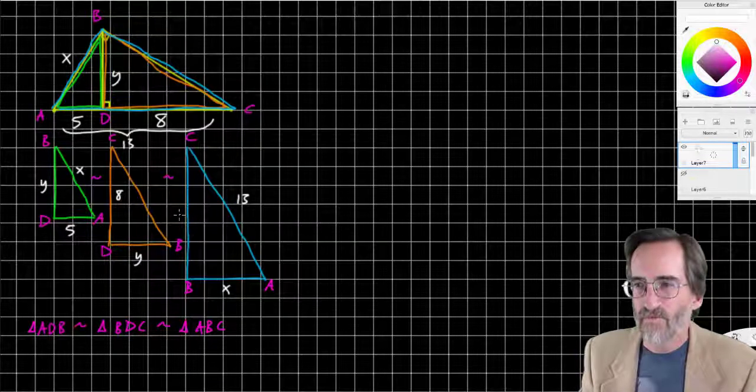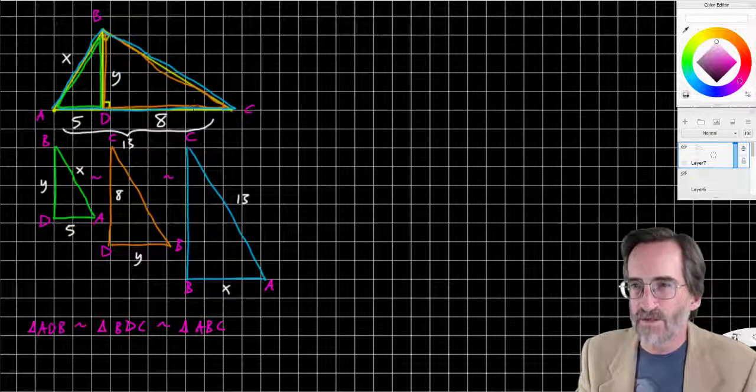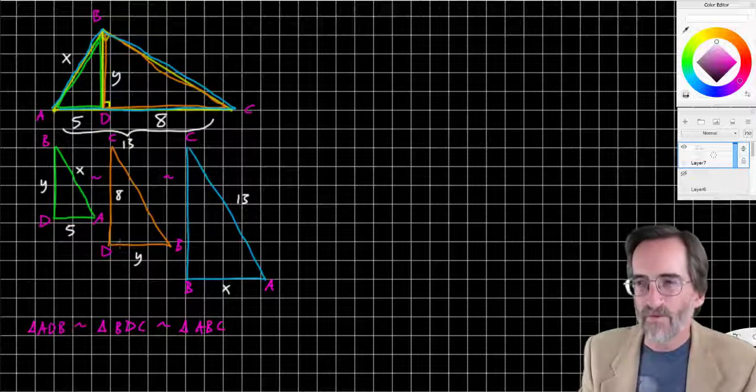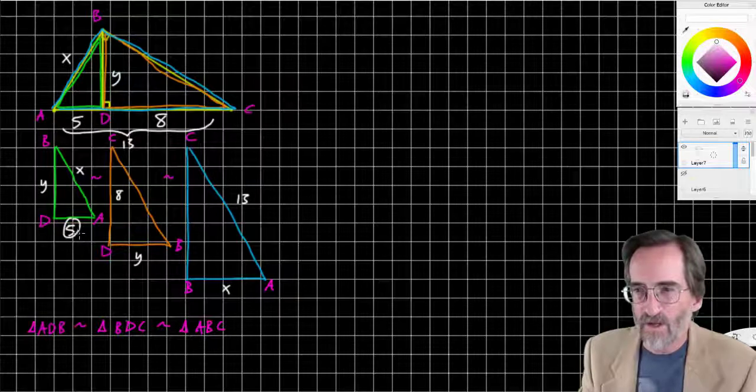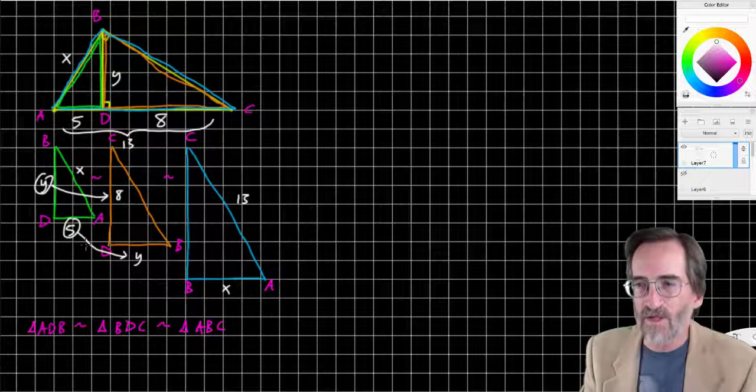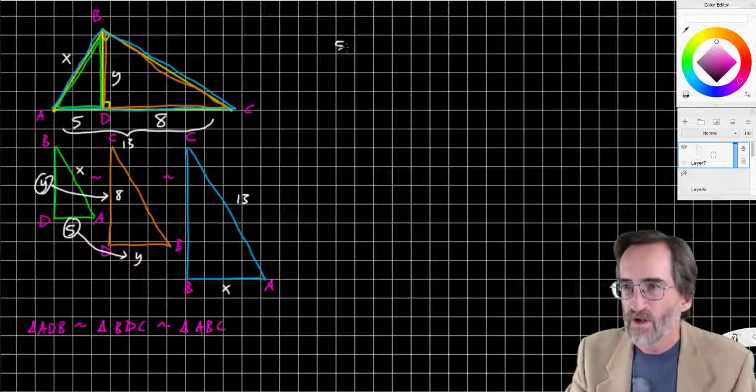13. And 8 is the orange. Yep. 5 is the green. Y is the green and orange. Yep. X is the blue and green. Good. Okay. All right. So 5 goes with Y, and Y goes with 8. They're both the long legs, so let's write and solve a proportion. 5 goes with Y, going that direction, and Y goes with 8.